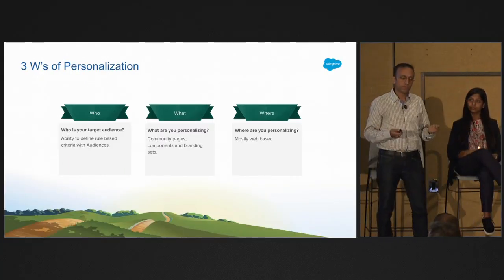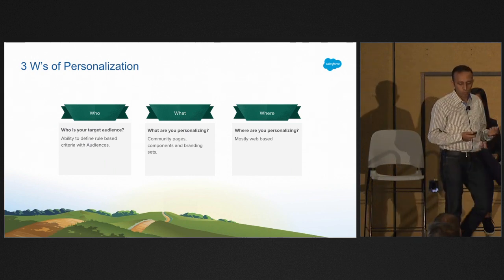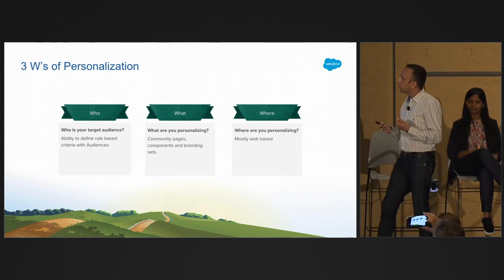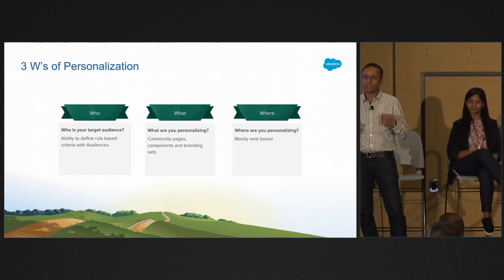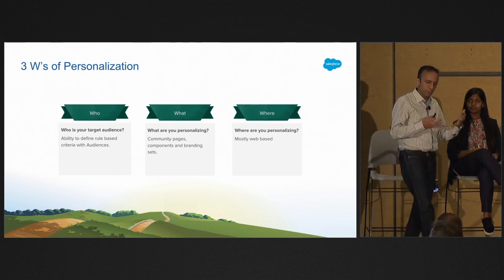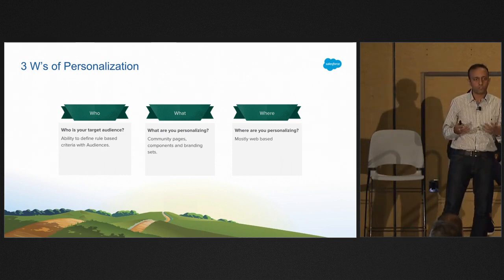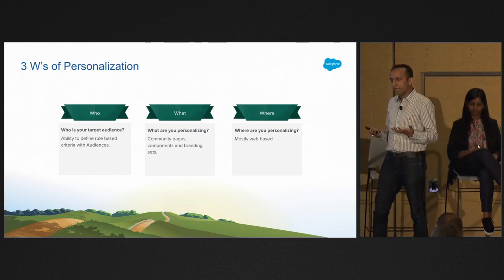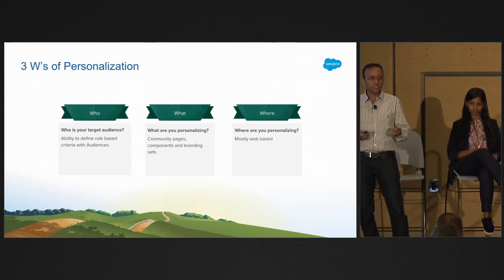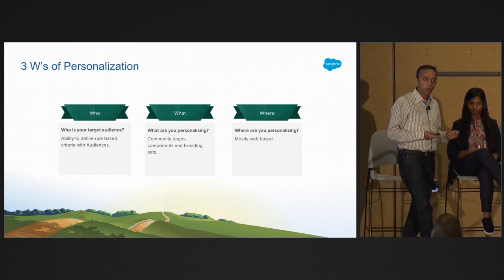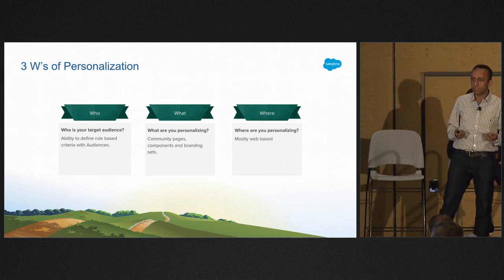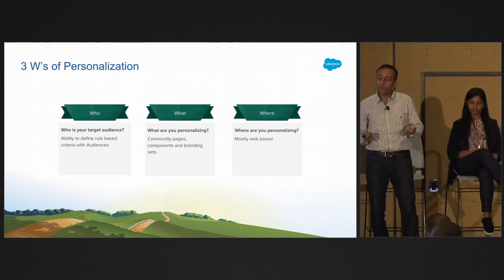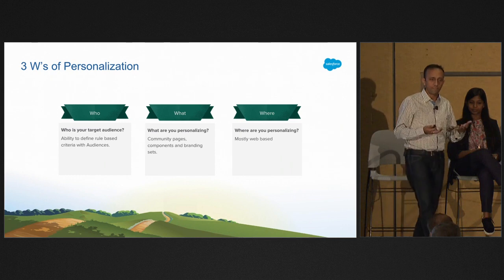So there are 3 W's of personalization that I want to talk about. First one is who. So who's your target audience? Who are the people you want to target? So these are the people in your community which you can group by certain criteria or rules. Once you've created your audience, you're ready to assign it to certain components and other things. Now, what is it that you want to personalize? Since you're in a community, you can personalize your community pages, you can personalize your branding sets, or you can personalize components on your community pages to show or hide those components for certain users. And where are we doing it? Since we are in community context, it's mostly web-based for now.